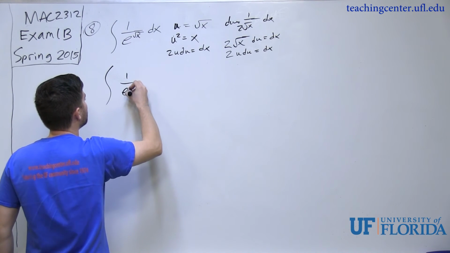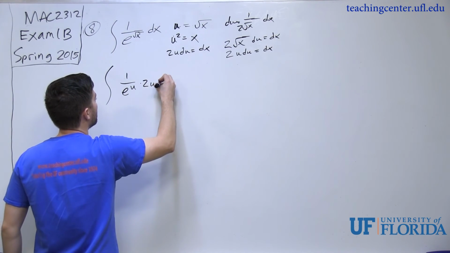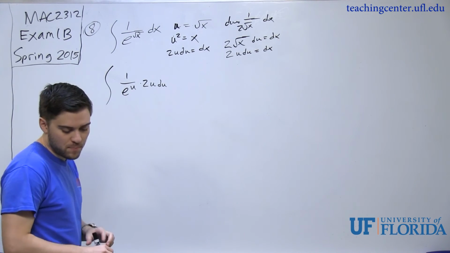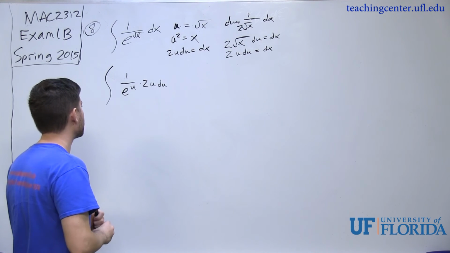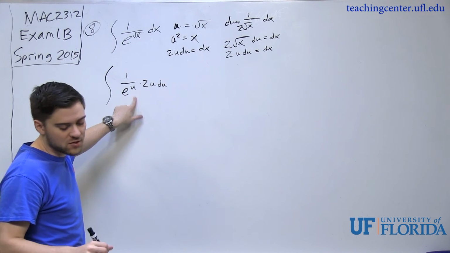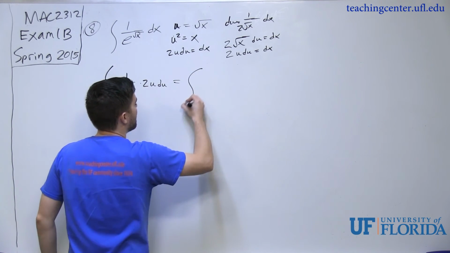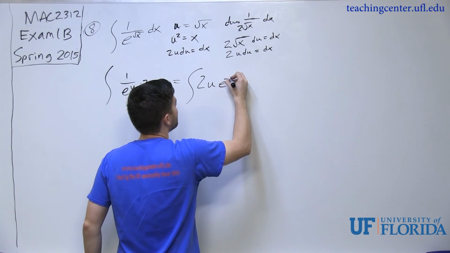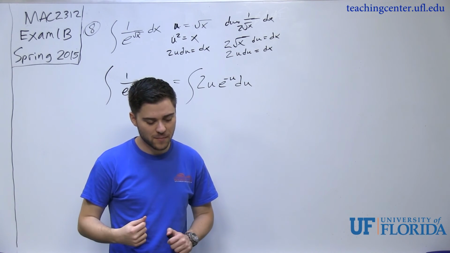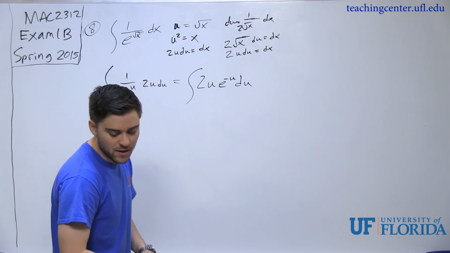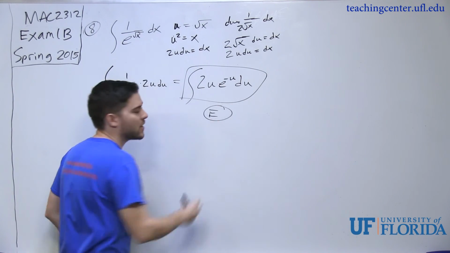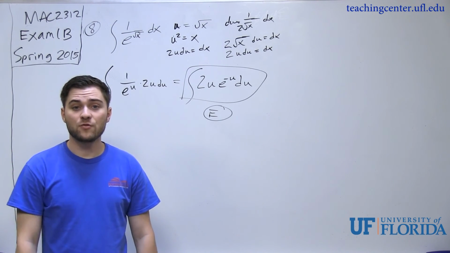I have 1 over e to the u times 2u du. Okay, so now that's pretty much where I'm stopping. The one thing I notice is that the e to the u is not on the bottom for any of the terms, so I'm going to bring it up. And by doing that, I end up with 2u e to the negative u du. So now I look and see if that matches any of my terms, and it does. It matches letter E. So this is my final answer, and letter E is the correct answer on the exam.